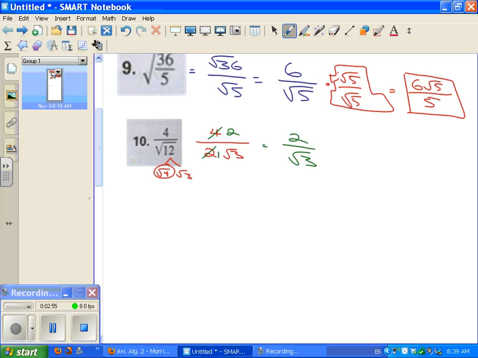Now what? Over itself. So in the bottom, I'm going to get what? In the top, I'm going to get... Can I do any simplifying?